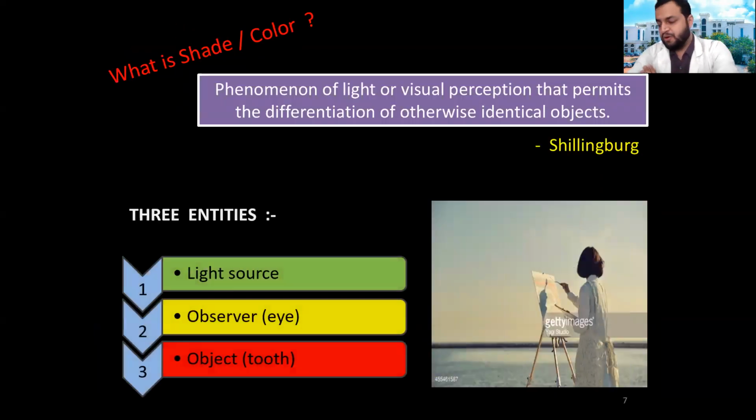So now we move on to what is shade, because there are 2 things which we always talk about hand in hand. We talk about shade and color. So are they the same? Most of the time we interchange the terms shade and color. But according to Schellenberg, shade or color is a phenomenon of light or visual perception that permits the differentiation of otherwise identical objects.